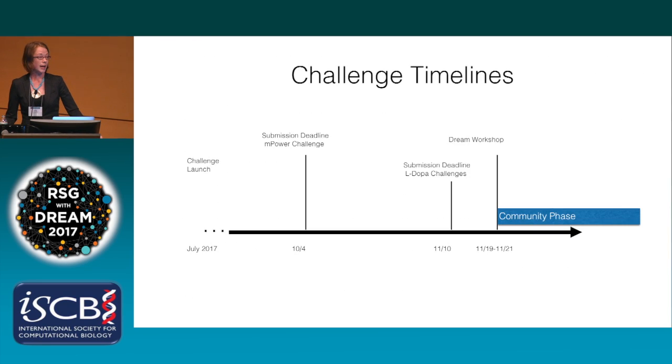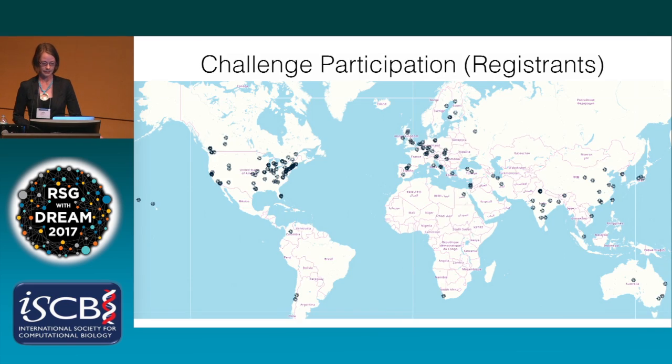The challenge timeline was something like this. We released the mPower data in July and had a deadline in October. The L-Dopa data was released a little bit later. We just closed in early November. Here we are at the DREAM workshop, and we're about ready to launch the community phase. We haven't yet scored the L-Dopa data, so I won't share any of those results today.